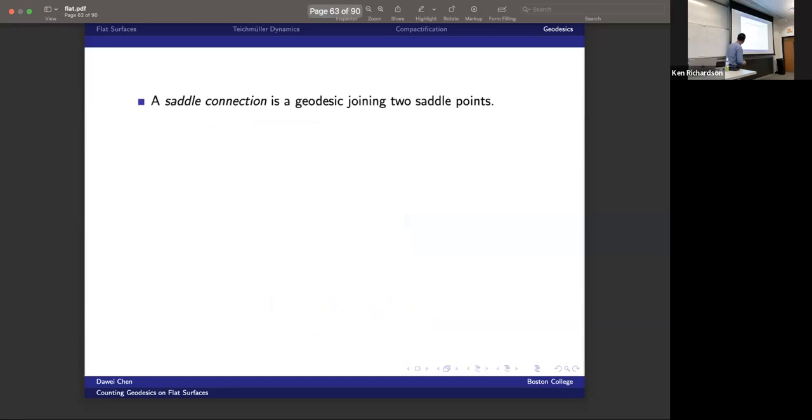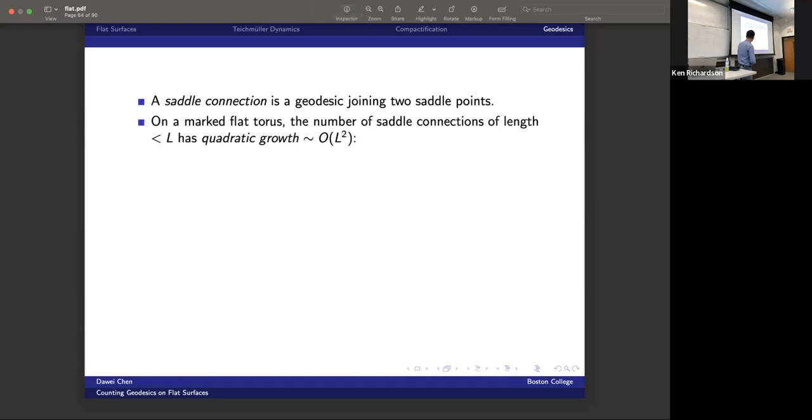So what kind of things do I want to count? There are saddle connections, which is just a fancy name for a geodesic under the flat metric, going from a set of points to a set of points. Also, in the middle of the geodesic, I don't want to have other singular points. So the beginning point and the end point are singular points. They are like the edges of a polygon.